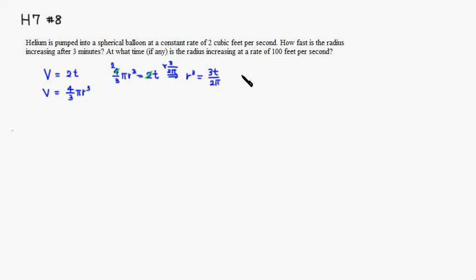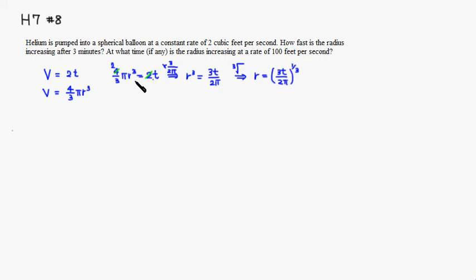And then we can just take the cube root of both sides. We get r is equal to, actually I'm going to write it as a 1/3 power, so it's a little cleaner. You have 3t over 2 pi, to the 1/3 power.